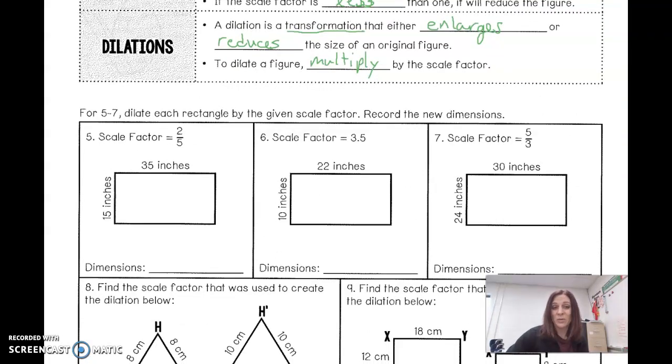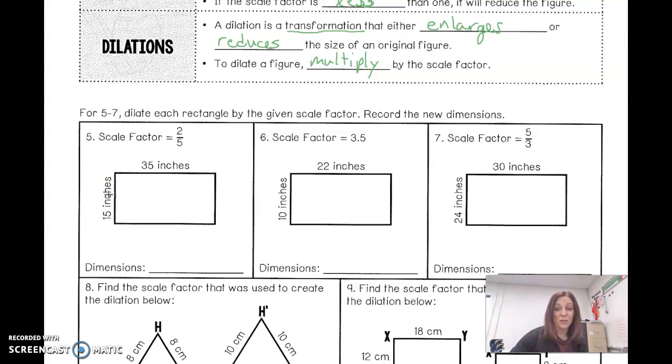It says dilate each rectangle by the given scale factor. Again, you can't just say, hey, dilate it. You've got to say dilate it by what? That's the scale factor. So if our scale factor here is 2/5, we're not just going to make this width 2/5 the size but leave this the same, because now that figure is no longer a ratio. The sides are not in the same proportion with each other, so it's not going to work. So you have to do 2/5 to both.